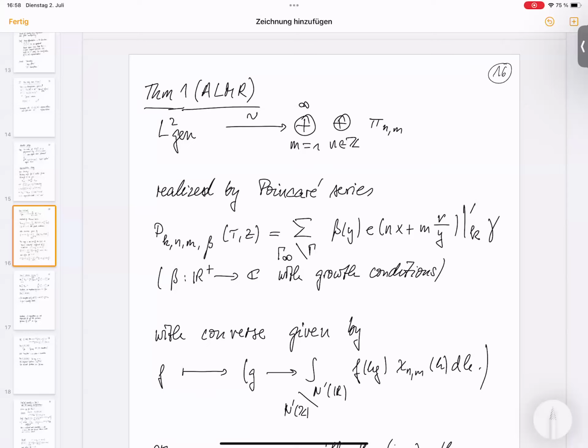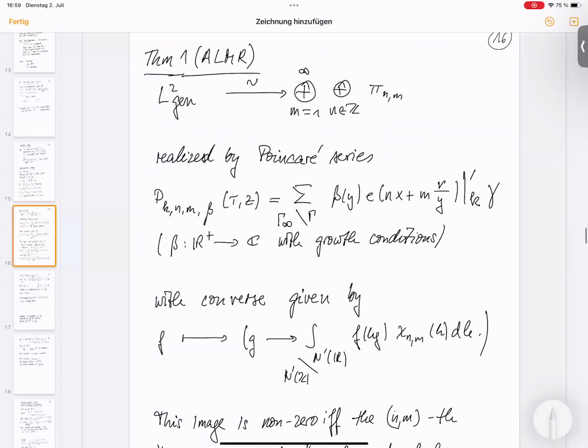You can really write down a certain Poincaré series and check that these representations that you write down, for any beta with suitable growth conditions, give functions that transform as prescribed for functions in that induced representation. And the converse. Sorry, Martin, yes.